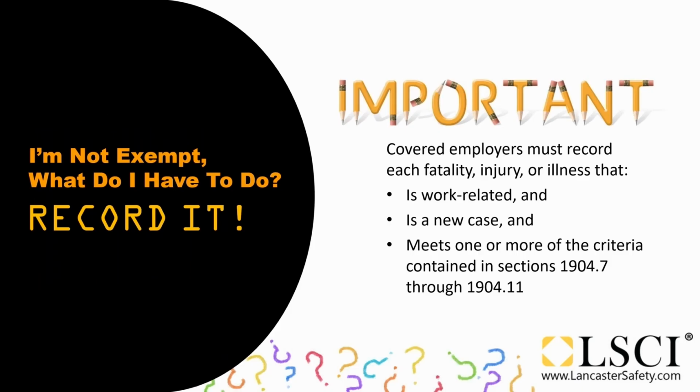Okay, so we just covered the exemptions. If a company is not exempt, then what do they have to do? Good question. So covered employers must record each fatality, injury, or illness that is work-related, is a new case, and also meets OSHA's general recording criteria, such as an incident involving a fatality, days away from work, job transfer, restriction, or other recordable injuries, such as receiving medical treatment. Don't worry though, we will be discussing OSHA's general recording criteria for you today.